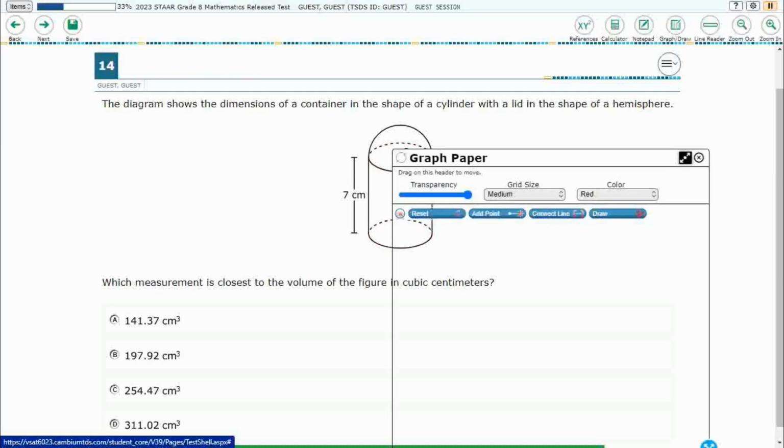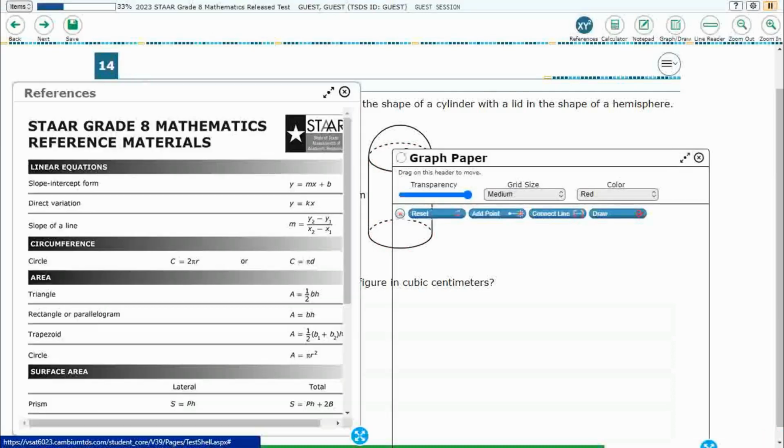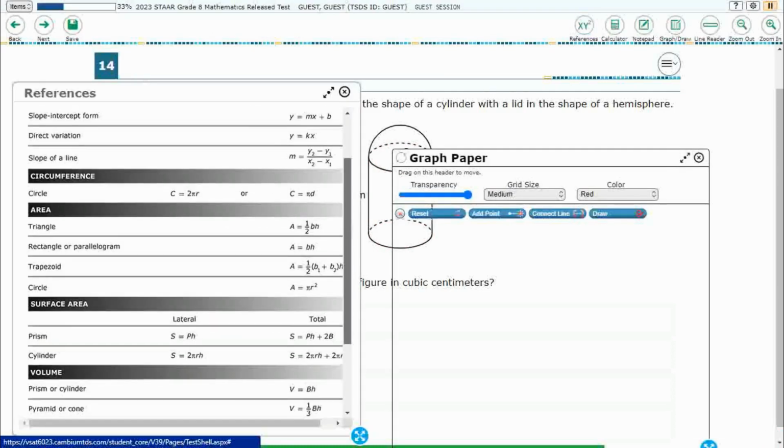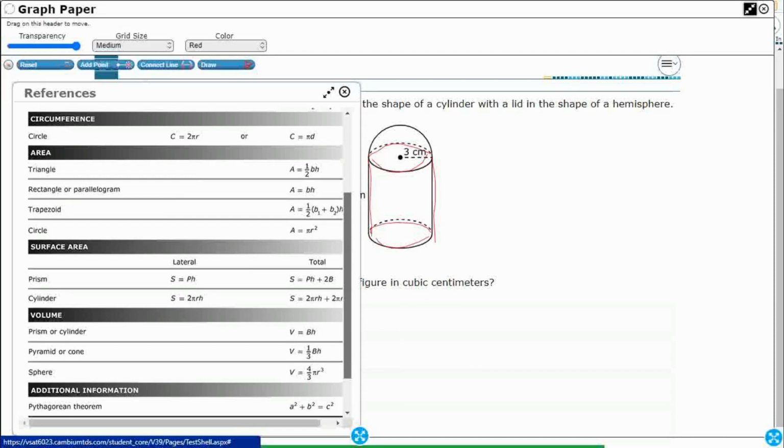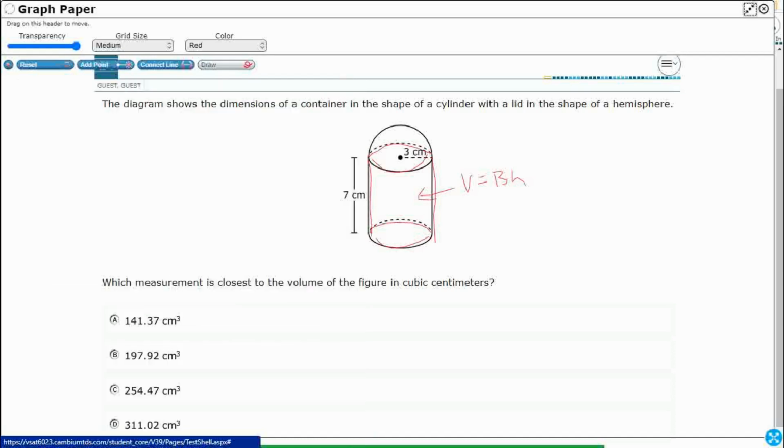Okay, so let's take a look at our reference materials. Volume of a prism or cylinder: volume equals base times height. So we can do that. We will say just the cylinder, going to deal with that first. Volume equals base times height. And so let's see, the height is going to be 7. So that equals base times 7.